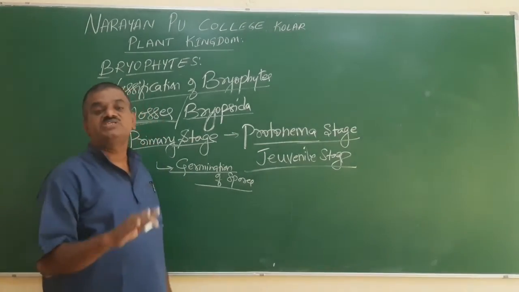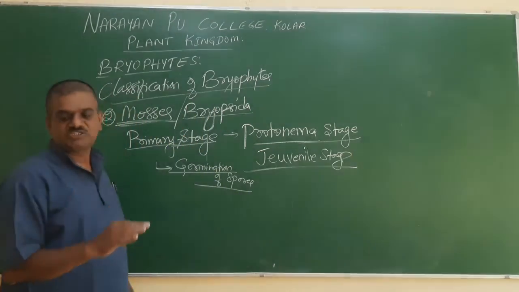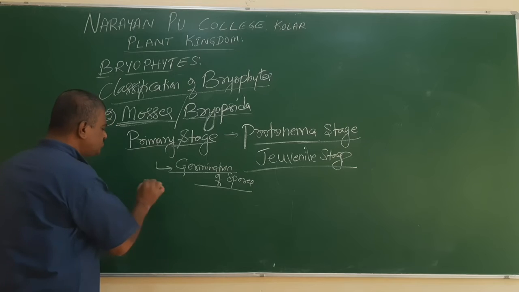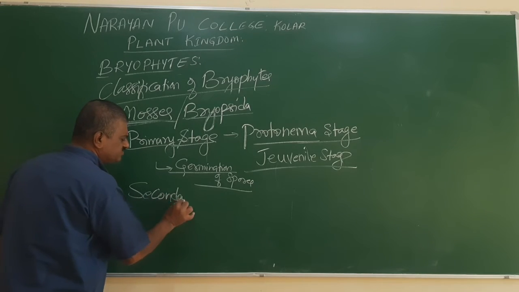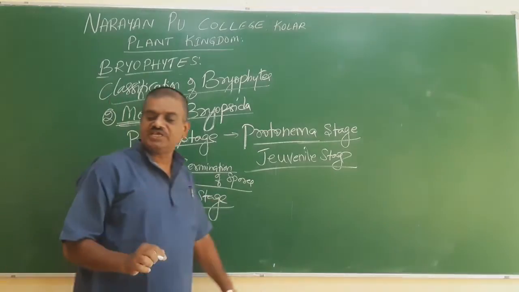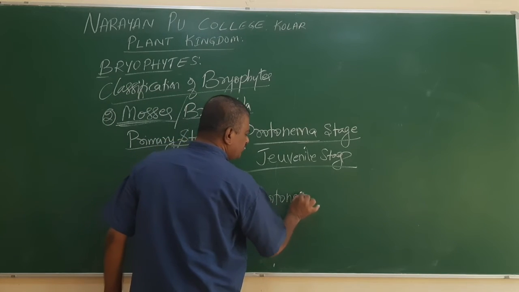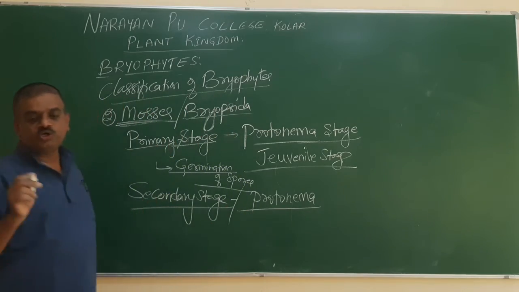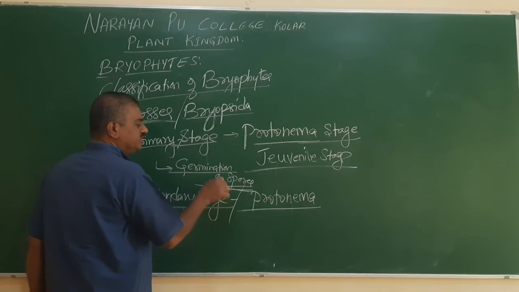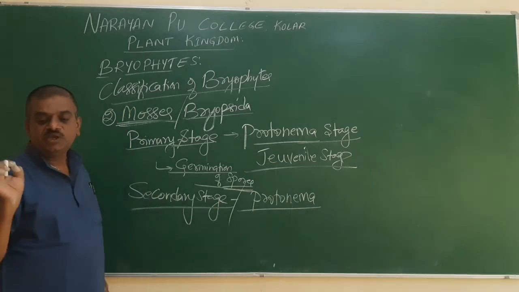But here the plant body is simple, green in color, and creeping in nature. There is a presence of a creeping thalloid Protonema. Whereas when we go for the secondary stage, the second one is called the secondary stage, or secondary Protonema. Here the germination of spores takes place. This spore is giving rise to secondary Protonema.